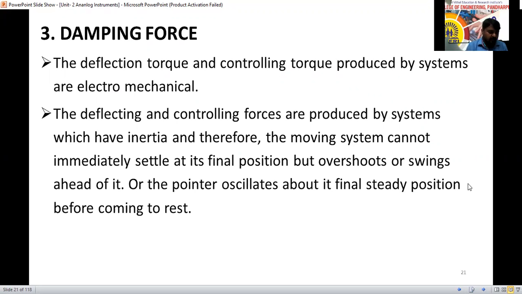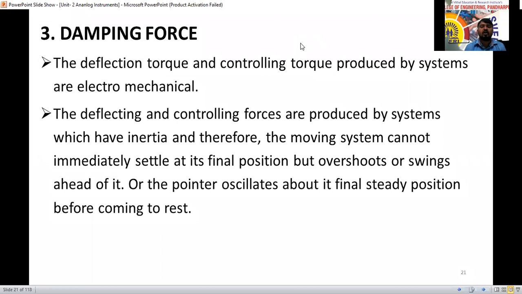So it means the deflecting torque is controlling torque. We have proved these two. Next point we are going to discuss is called damping force. Why is the damping force required? Why is the damping force required? Damping की किसके लिए जरूरत है, that discussion we are going to have in today's class.